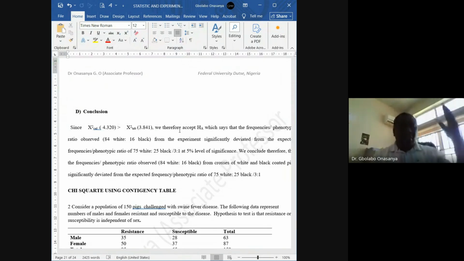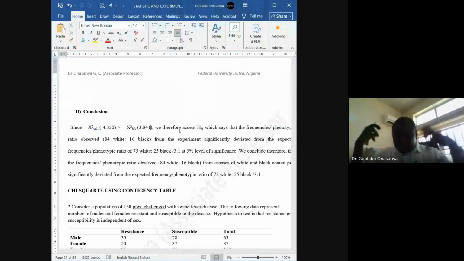We conclude, therefore, that the phenotypic ratio observed from the crosses of white and black coated pigs deviated significantly from the expected phenotypic ratio. So there is no goodness of fit. That is the difference between the observed and expected. Am I speaking sense? Isn't it simple? Isn't it interesting?